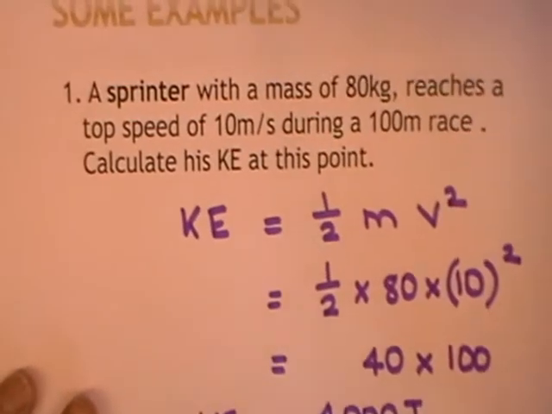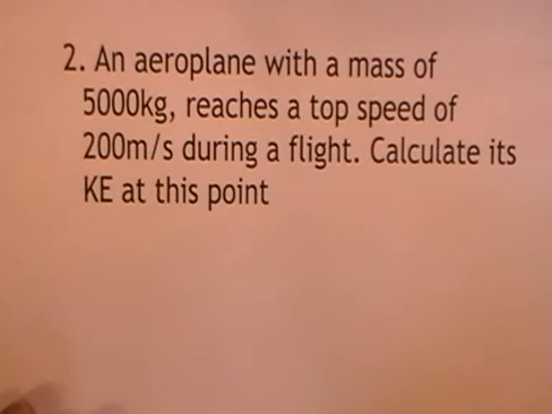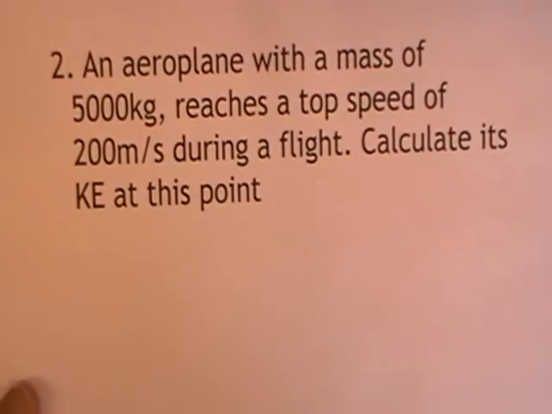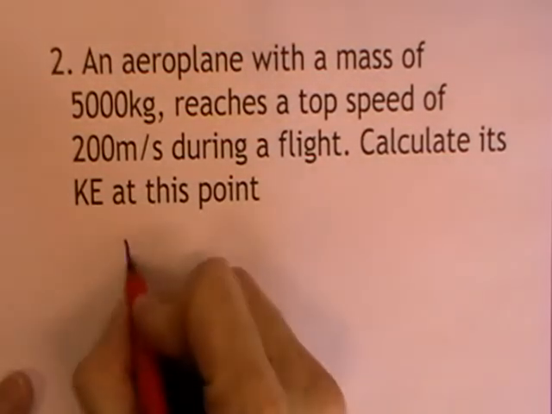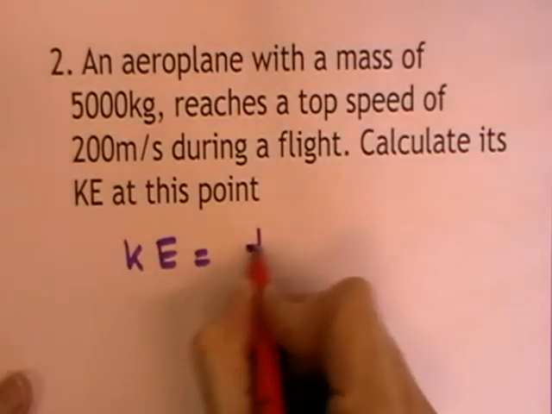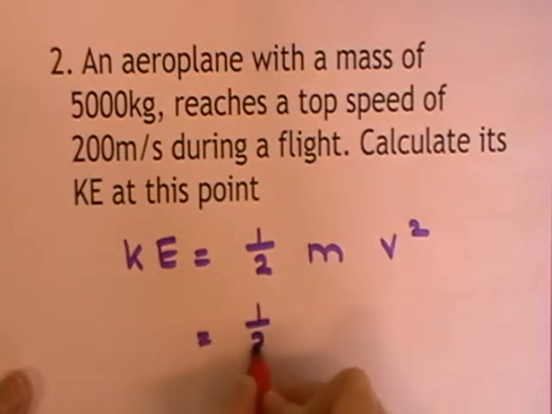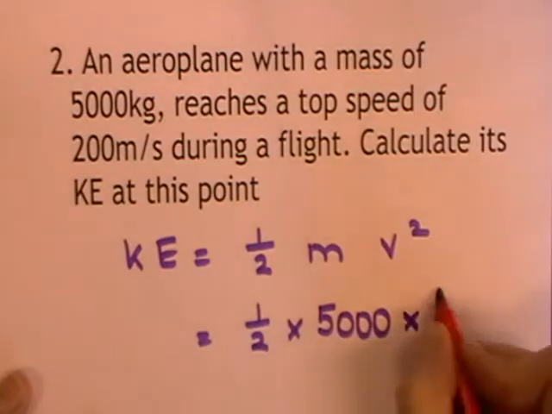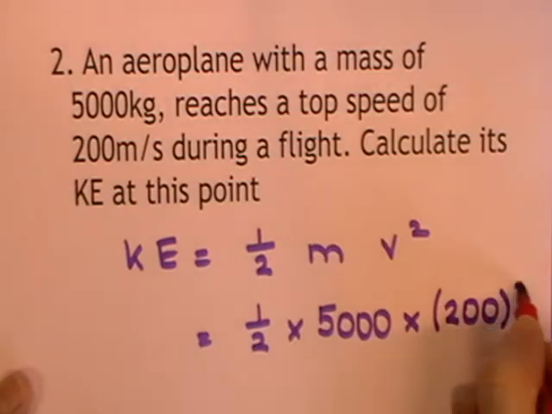A second example is where you have an aeroplane with a mass of 5,000 kilograms. It reaches a top speed of 200 meters per second during a flight. Calculate its kinetic energy at this point. Again, we're going to write down KE equals a half times m times v squared. That's a half times 5,000 multiplied by, now your v, speed or velocity, is 200 and it's squared, so you definitely need a calculator for this.